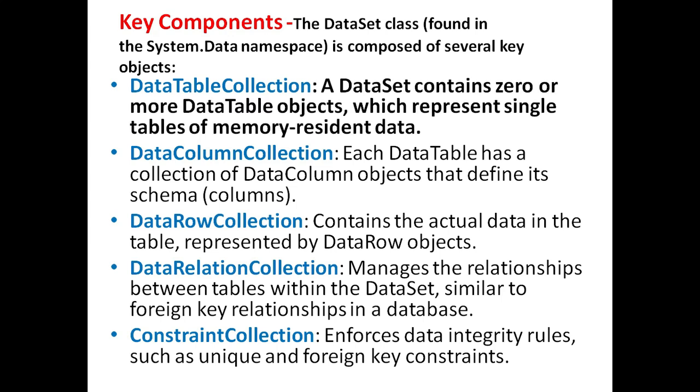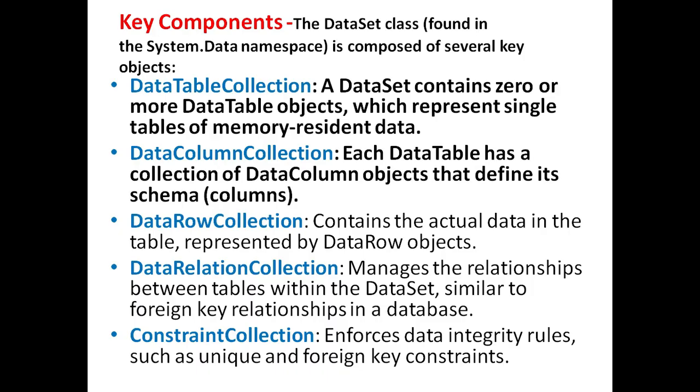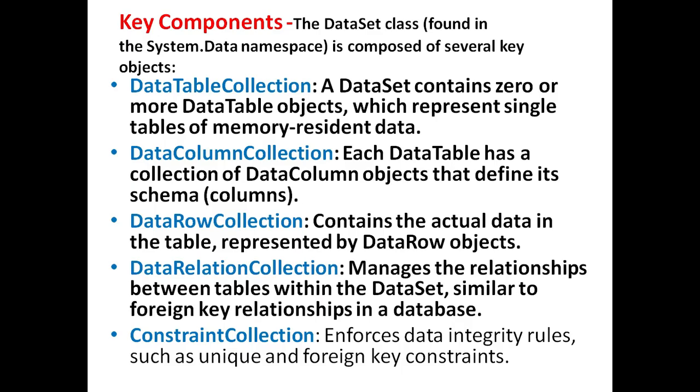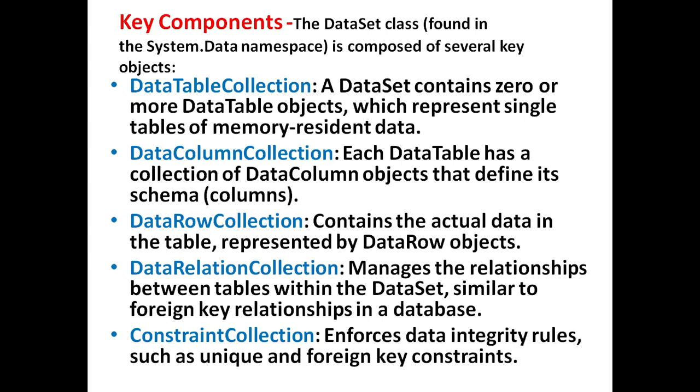First, DataTable collection. A DataSet contains zero or more DataTable objects which represent single tables of memory resident data. Then DataColumn collection. Each DataTable has a collection of DataColumn objects that define its schema, that is, columns. Then DataRow collection. It contains the actual data in the table represented by the DataRow object. Then DataRelation collection. It manages the relationship between the tables within the DataSet, which is similar to the foreign key relationship in a database. And Constraint collection. It enforces data integrity rules such as unique and foreign key constraints.